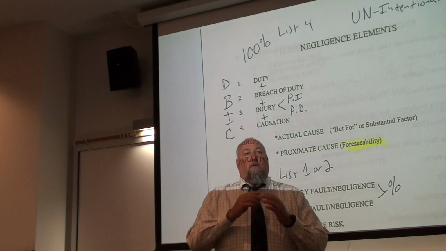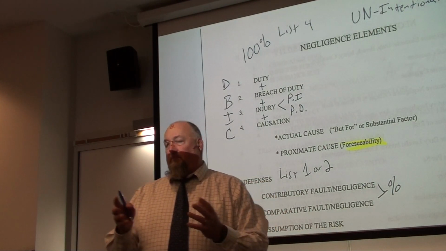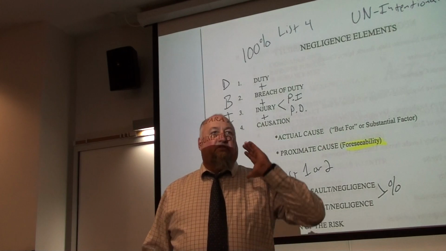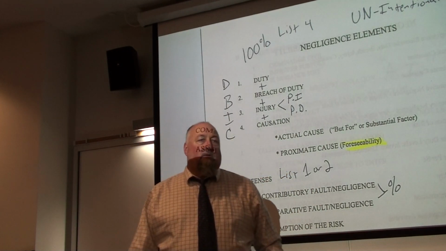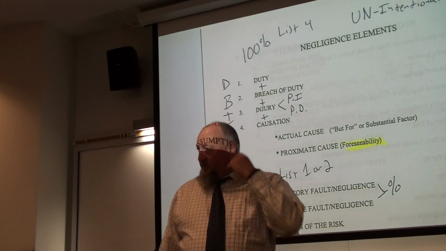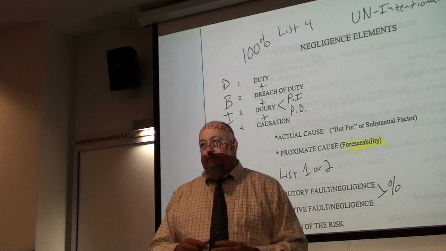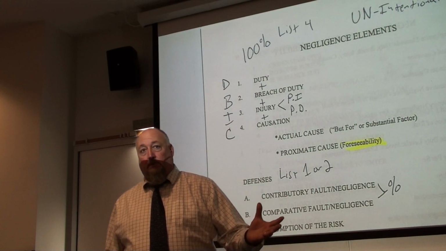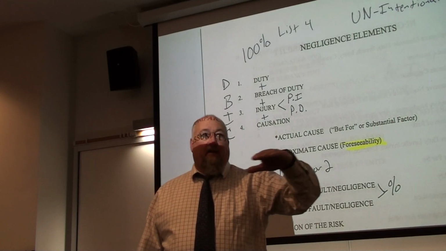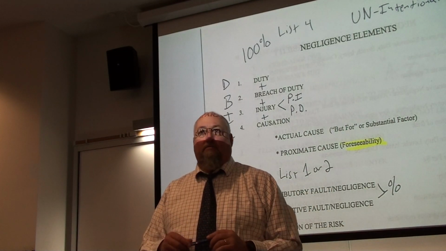Now, again, you must have all 4 of these elements. So let me give you an example. Let's say I'm driving down the road in a 35-mile-an-hour speed zone and I'm going 80 miles an hour. Am I negligent? All right, so what's my duty? Go the speed limit, 35. I'm going 80 miles an hour. Am I negligent?